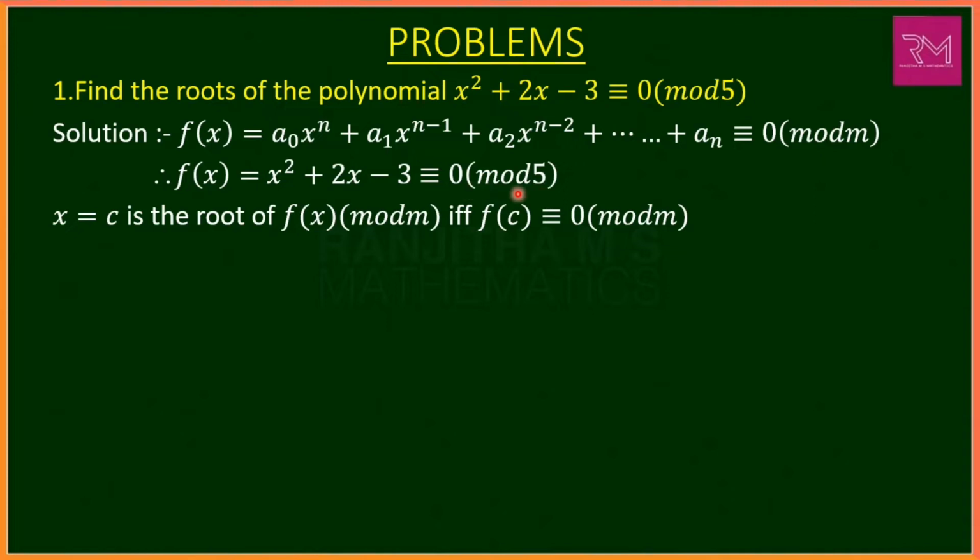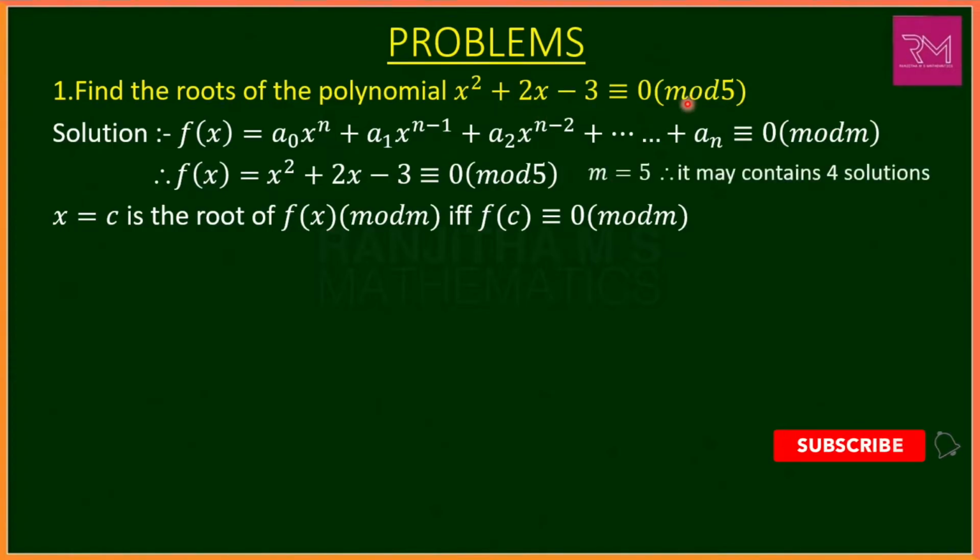If this condition is satisfied, then we can call c a root of the given polynomial x square plus 2x minus 3. We already discussed in the notes that if the given congruence has a solution under mod m, it contains at most m minus 1 solutions. In the same way, here the given problem is a polynomial congruence under mod 5. So the m value is 5 here, so it may contain 4 solutions because 5 minus 1 is 4.